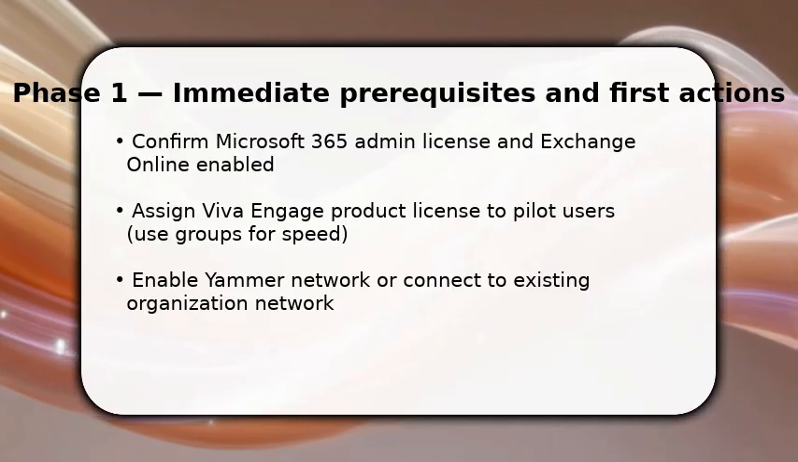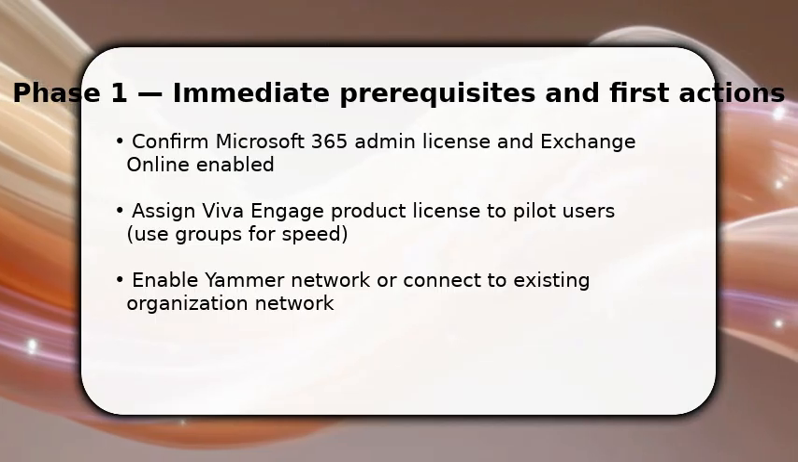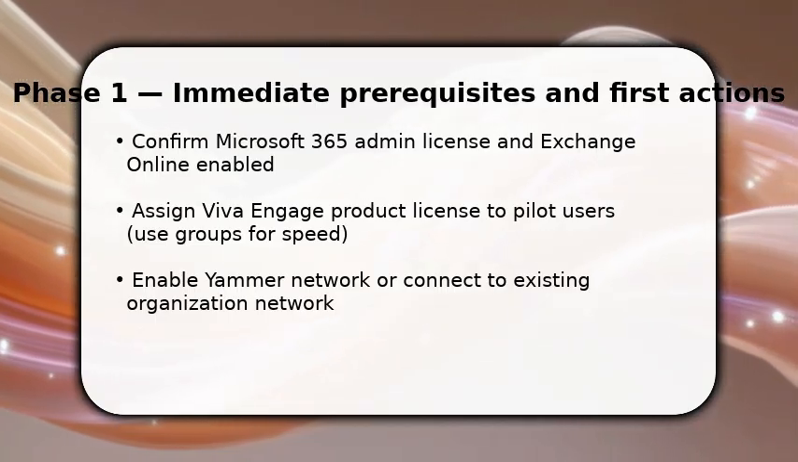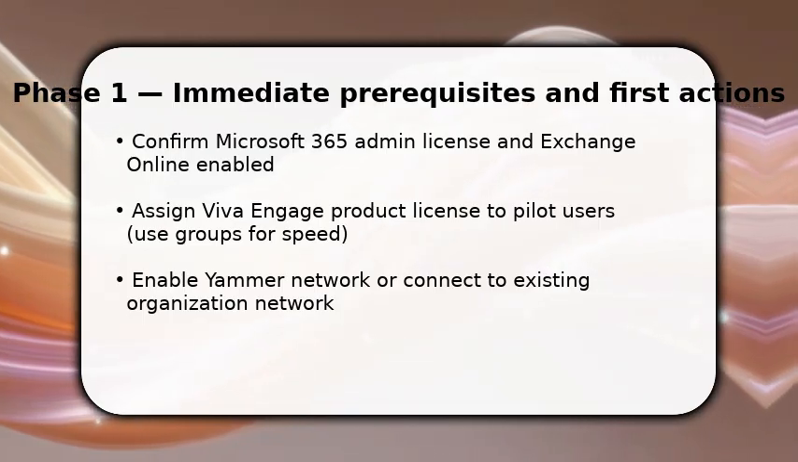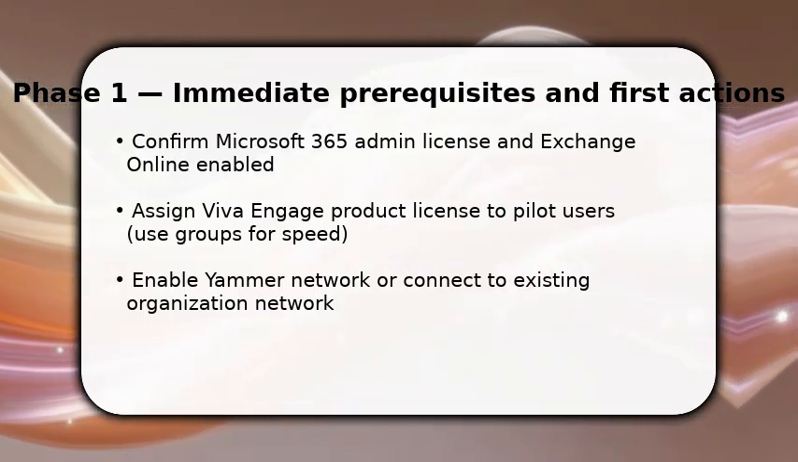You start by confirming prerequisites. Make sure Microsoft 365 admin access, Exchange Online, and a Yammer network are active. Without those, Viva Engage won't initialize.